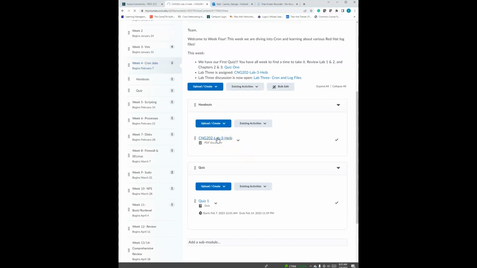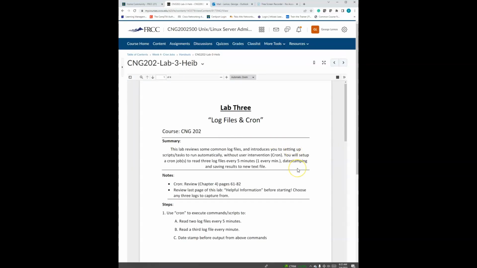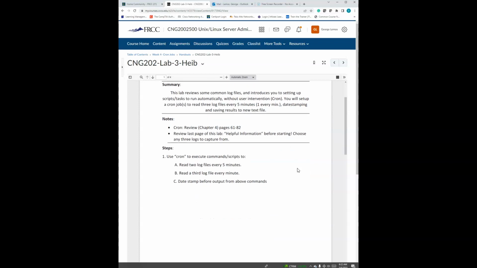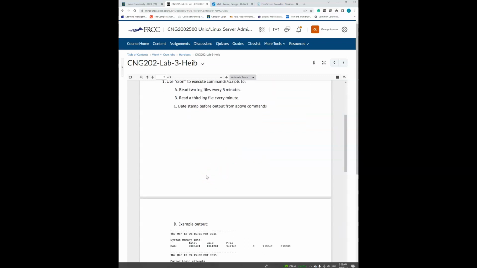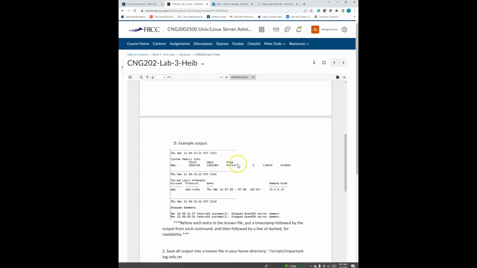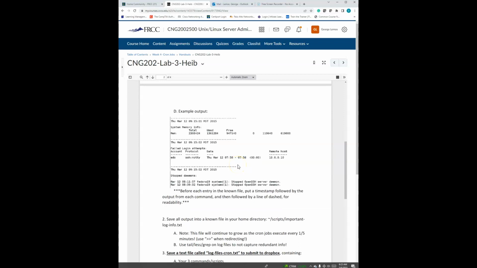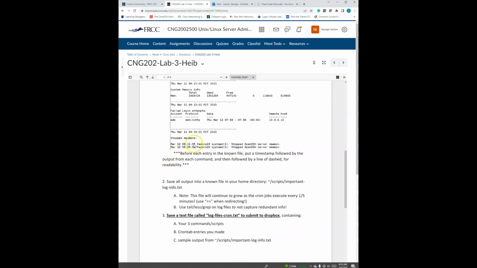With the cron lab, we take a look at actually making a job that runs, reads 2 log files every 5 minutes, reads a 3rd log file every minute, and then also, when we're doing this, just creates a date stamp for these commands. And here's an example of Mr. Hybe's. His cron job ran, and it did an output of system memory, failed login attempts, and then stop daemons.